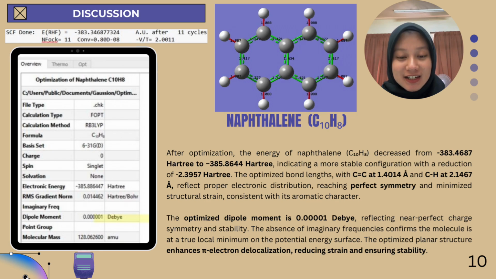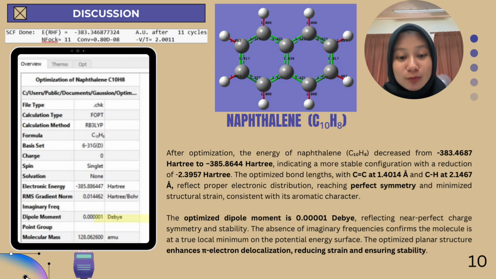Next, let us discuss naphthalene. After optimization, the energy of naphthalene decreased from negative 383.4687 Hartree to negative 385.8644 Hartree. So this indicates a more stable configuration with a reduction of negative 2.3957 Hartree.